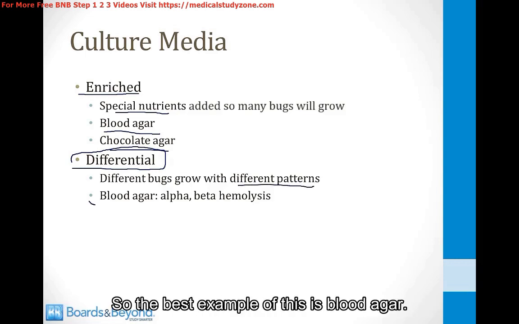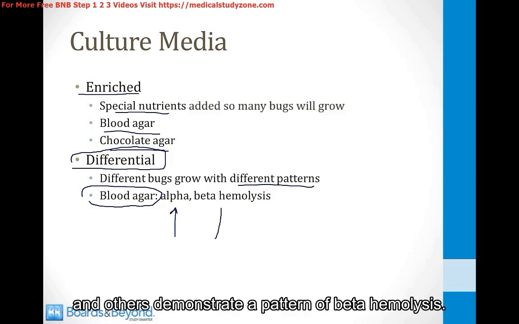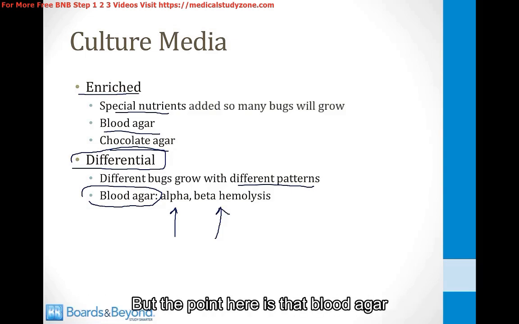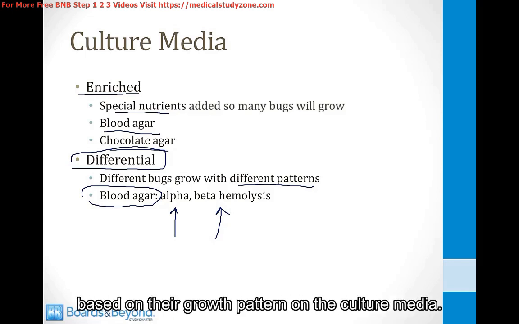So the best example of this is blood agar. Some bacteria demonstrate a pattern of alpha hemolysis, and others demonstrate a pattern of beta hemolysis. I'll show you some examples of that in a few slides, but the point here is that blood agar is a differential medium because it allows us to identify different bacteria based on their growth pattern on the culture media.